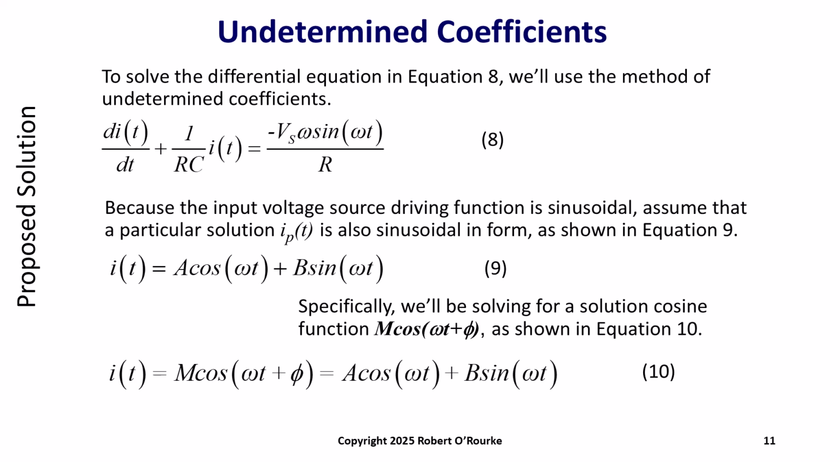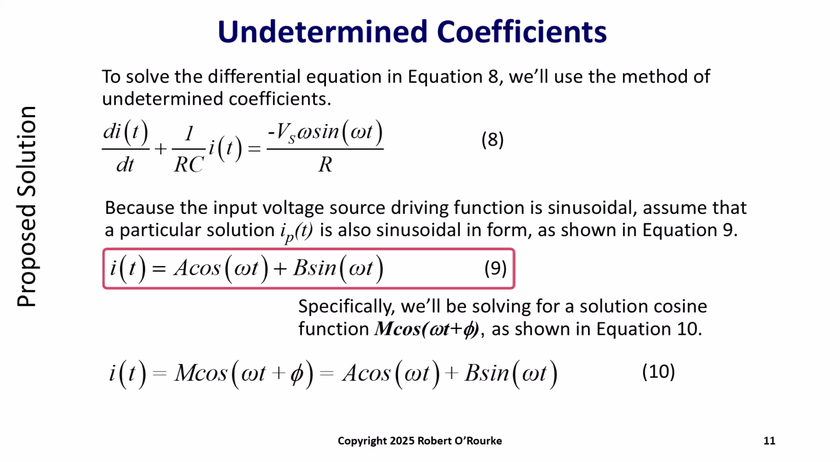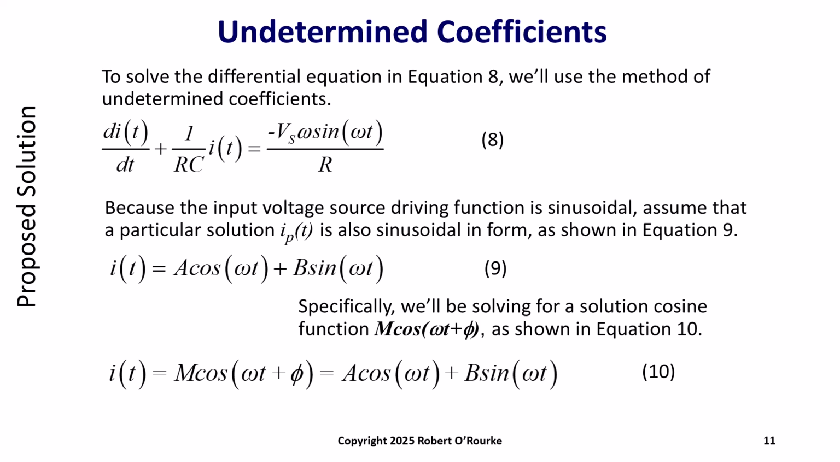We will use a differential equation solution approach called the method of undetermined coefficients. Since the input voltage is a sinusoid and the circuit is linear, we know that the solution will also be a sinusoid. We choose a general sinusoidal form shown in equation 9. A and B are the coefficients that need to be determined.